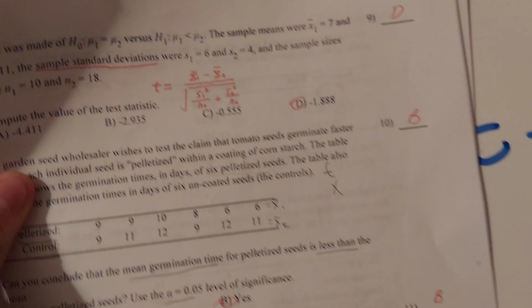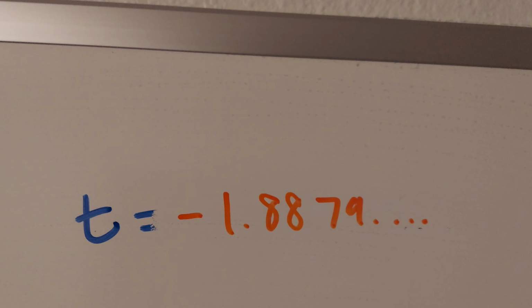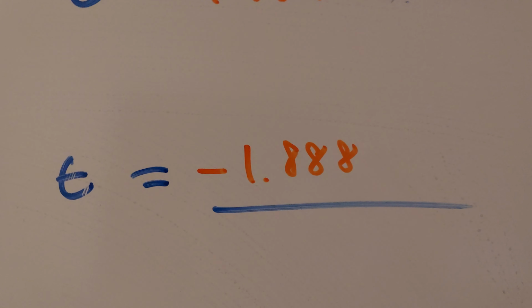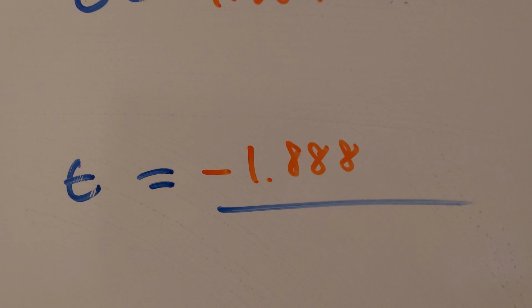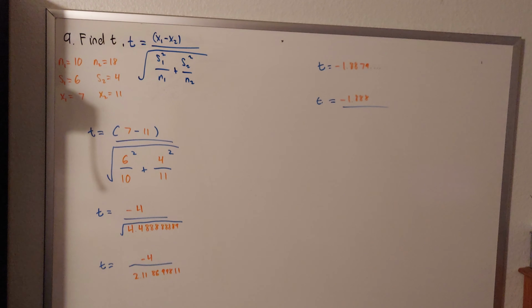And with that, we're going to go over to the homework, and we can see that we're going to be rounding to 3 decimal places. So we're going to do the exact same thing with our answer, and we should get t is equal to negative 1.888. And with that, our answer is D. And here is all the work.